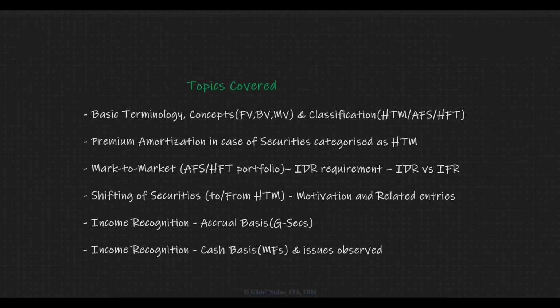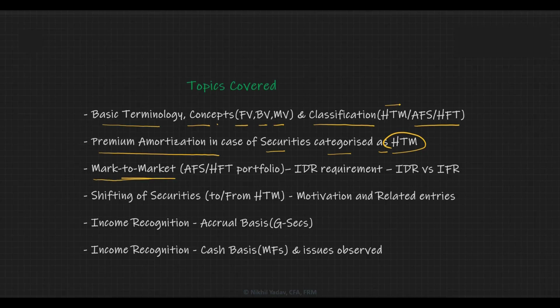Alright, here's the list of topics that we are going to cover in this video. We'll start with the basic terminology and concepts such as face value, book value, market value, acquisition cost. Then look at the classification, the three types of classification, HTM, AFS, HFT. Then we'll move on to the calculations and accounting related to premium amortization in case of securities categorized as HTM. Then we'll move on to the concept of marking to market, which is done for the AFS HFT portfolio.